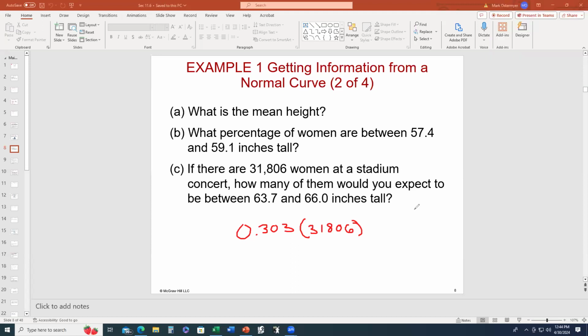I have 9,637.218. So about 9,000 some women, correct? Yes, at that stadium would be expected to have a height between 63.7 inches and 66 inches. Okay.